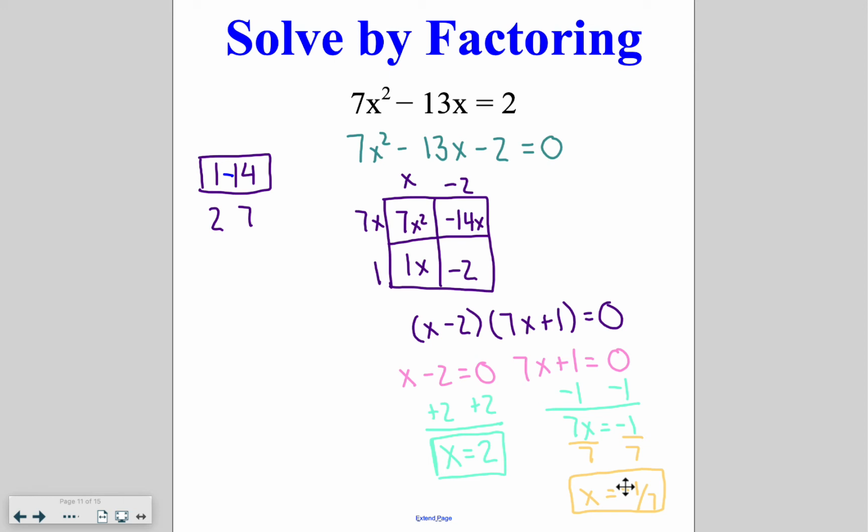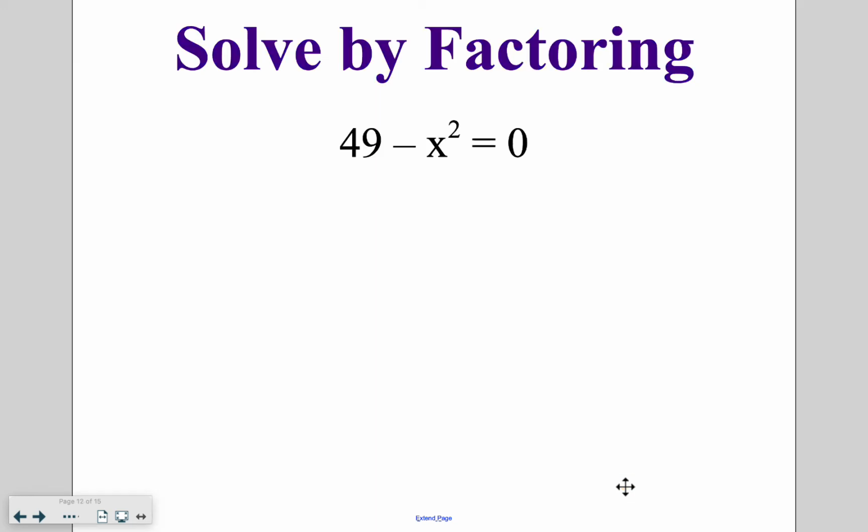So those were examples with our GCF and then our boxes, and now we have our special case examples. So these are the ones where we can take our square roots. So we look at 49, the square root of 49 is 7. We look at x squared, the square root of x squared is x. Since there is no middle term, that means I need the negative case times the positive case. Remember, if there is nothing in the middle, we need a positive and a negative to cancel the middle out.